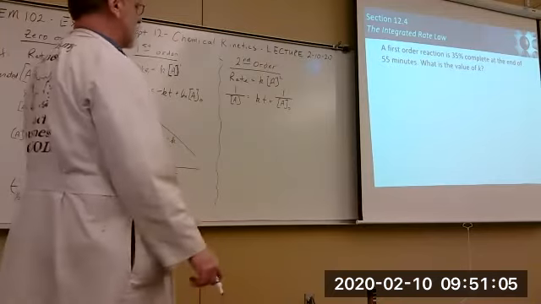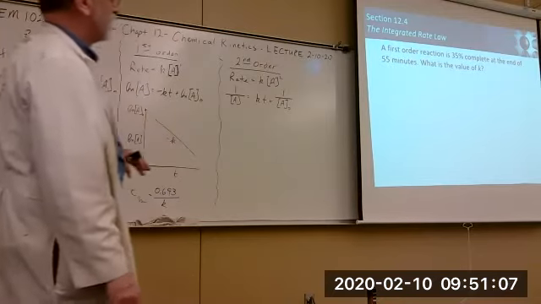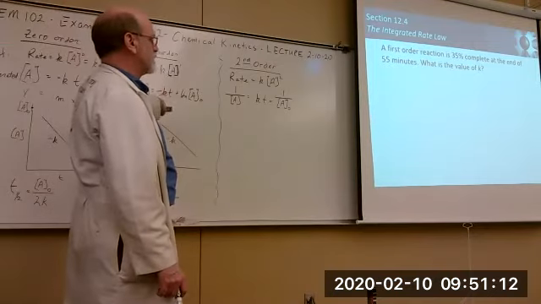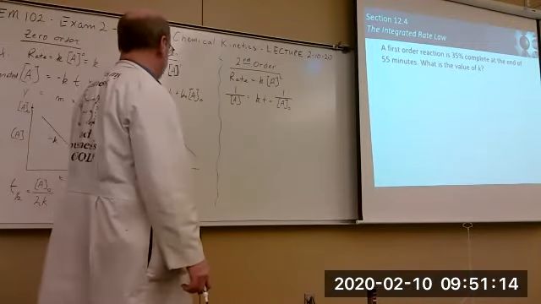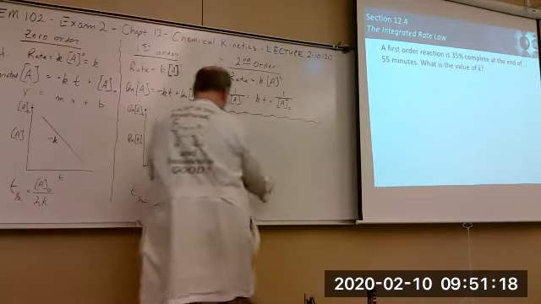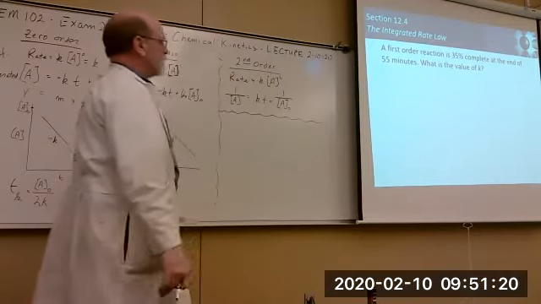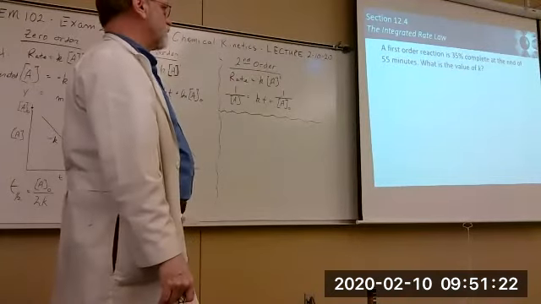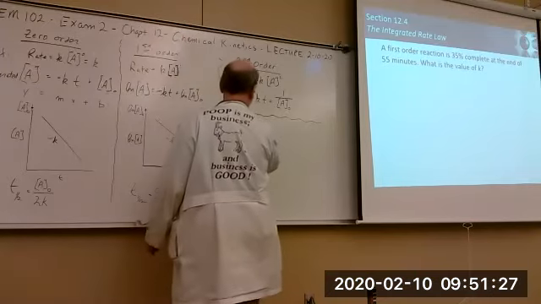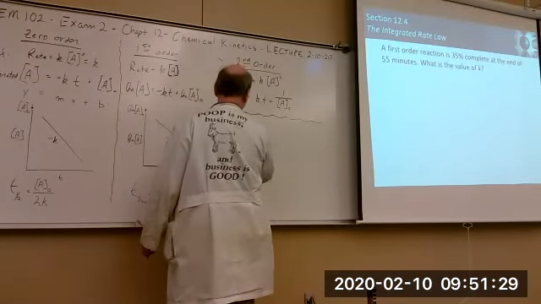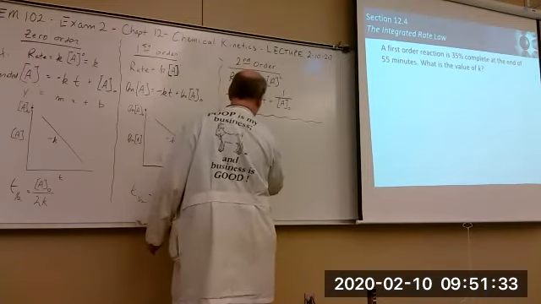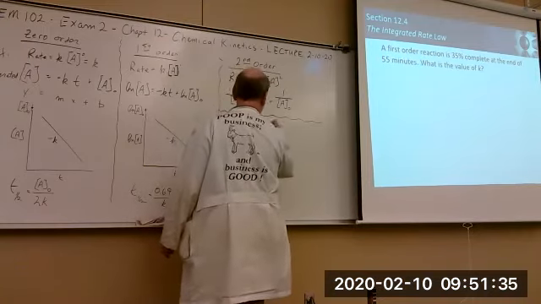Okay, let me see what was going on here. I missed a slide. A first order reaction is 35% complete at the end of 55 minutes. What's the value of K? All right, so we're going to work the problem in here. First order reaction, 35% complete at the end of 55 minutes. So if T0 is here, and at 55 minutes, what's the concentration?